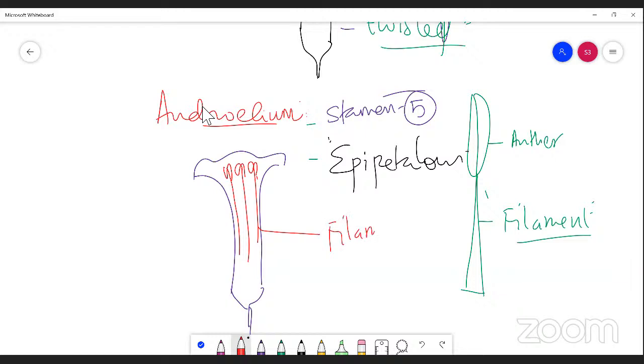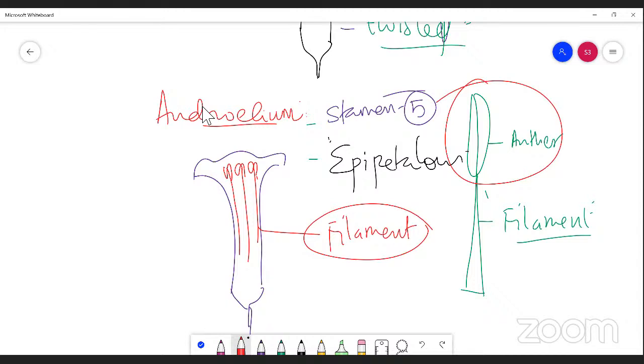What is the filament? The filament is the stalk of the anther that gives rise to the anther lobe, right? So these filaments are inserted in the middle of the corolla. Hence, it is known as an epipetalous stamen. Epipetalous stamen is a characteristic of this plant. That is a question you can expect in both NEET as well as the board exam.